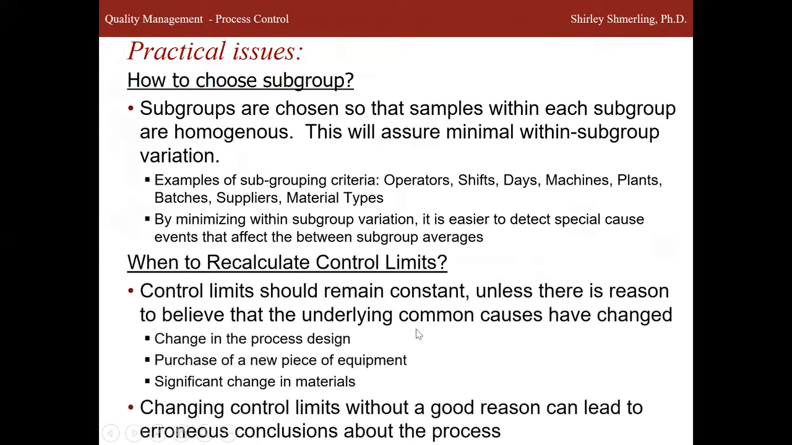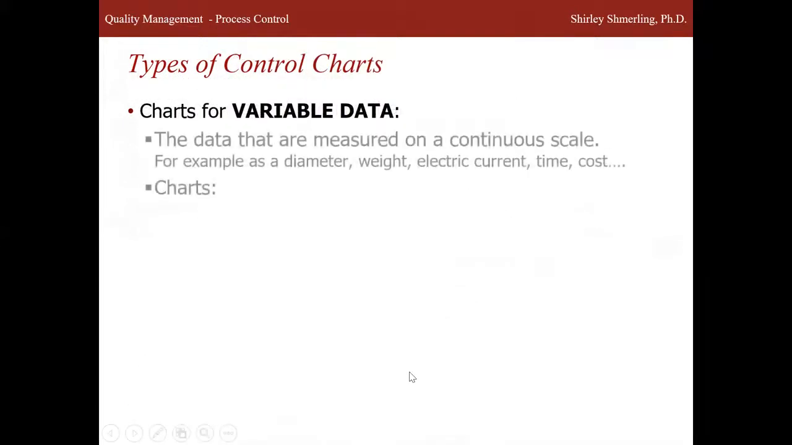Once we have control limits, we should not change them. There shouldn't be a reason to change them unless there is a change in a process design. We purchase, for example, new equipment. There's a significant change in material. In other words, as long as there's nothing common, natural change in the process, we will not change the control limits. If we're changing the control limits every time, the conclusions we will have will not be reliable.